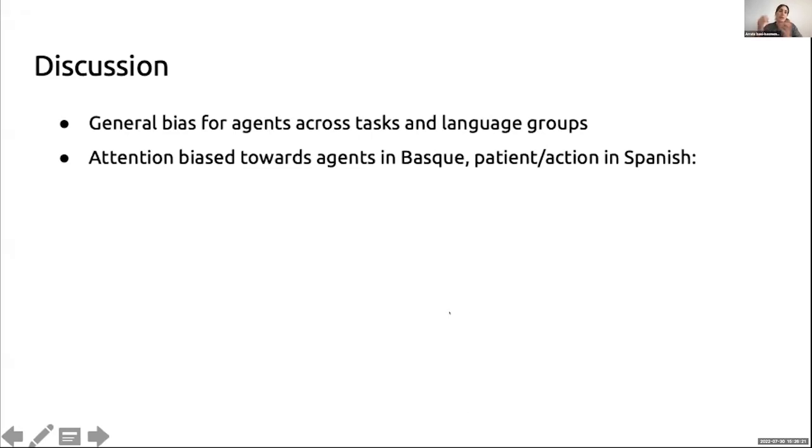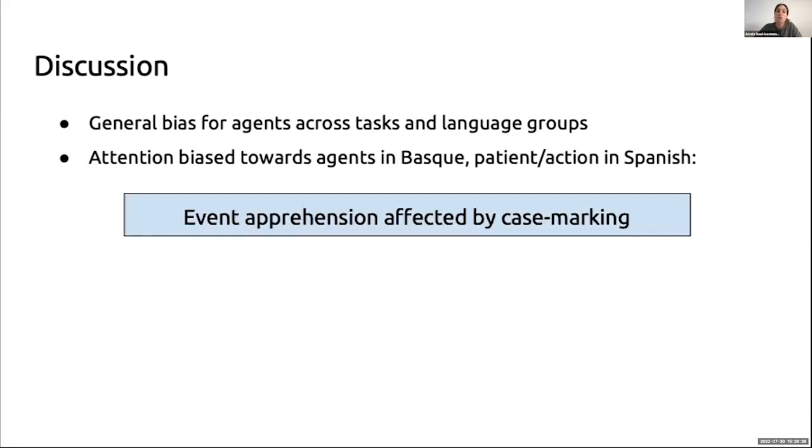So the first main finding was that there was a general bias for agents across tasks, so in both event description and proof recognition, and in both language groups, in Basque and in Spanish. But then on top of that, we found that attention was biased towards agent in Basque and towards patient and action in Spanish. And this seems to show that event apprehension can be affected by case marking. So case marking seems to have a top-down effect on how events are apprehended also in non-linguistic tasks, actually.